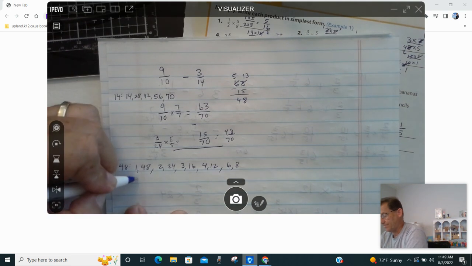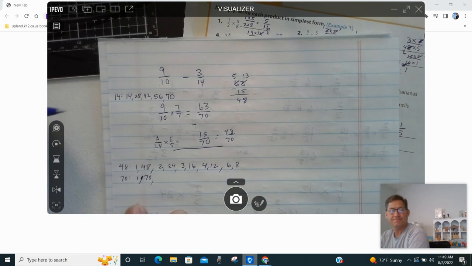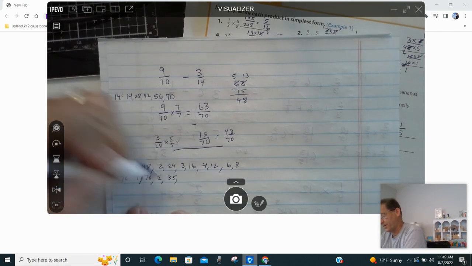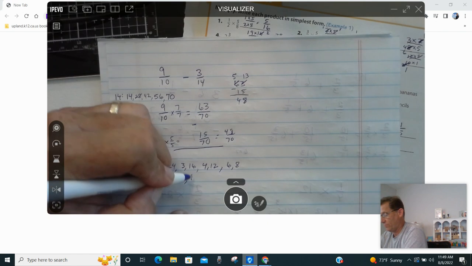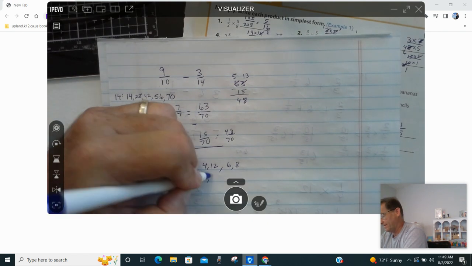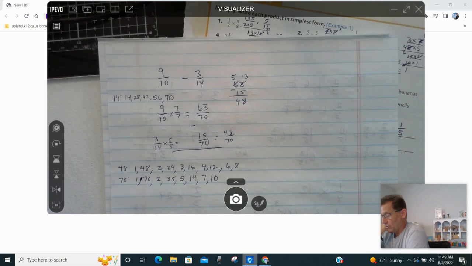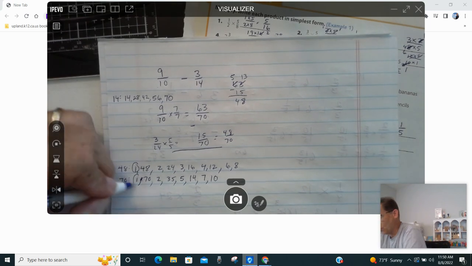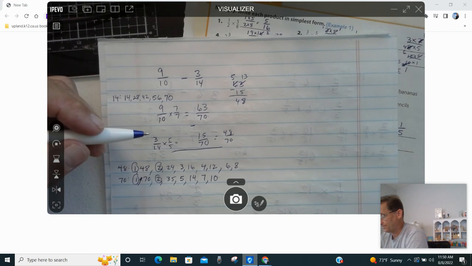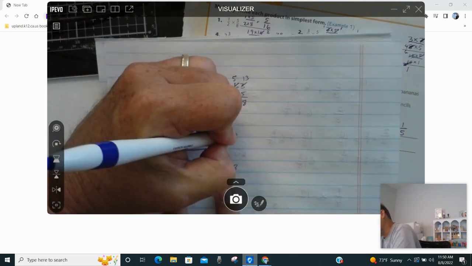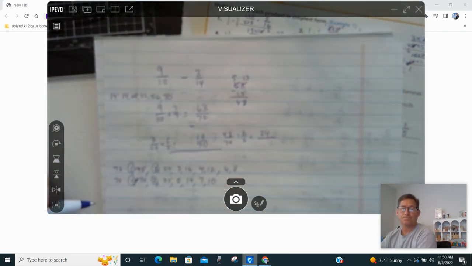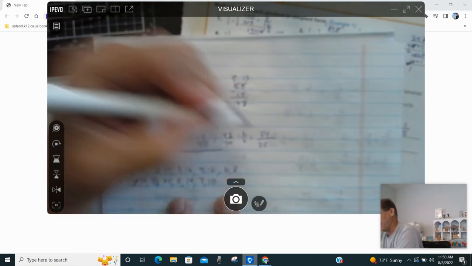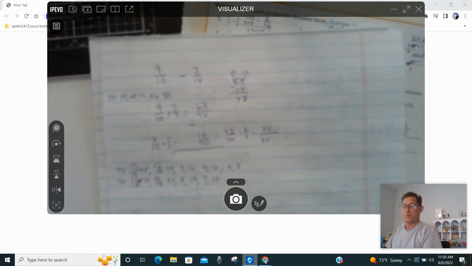What are the factors of 70? 1 and 70, 2 and 35, 5 and 14, 7 and 10. So, what are the factors in common? 1s, 2s. That's it, 1 and 2. So let's divide these by 2. 48 divided by 2 is 24. And 70 divided by 2 is 35. So 24/35.